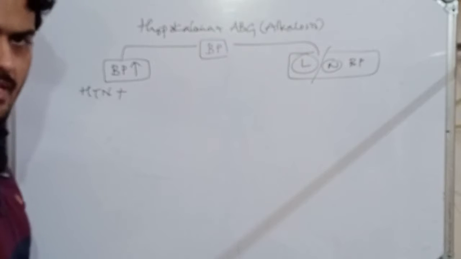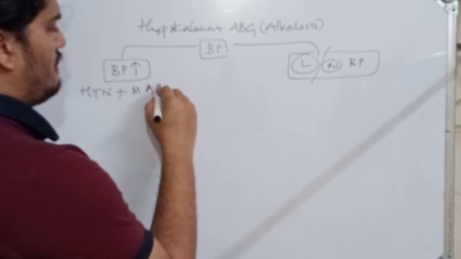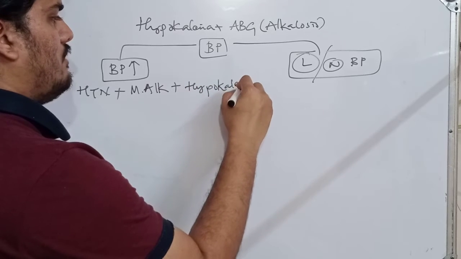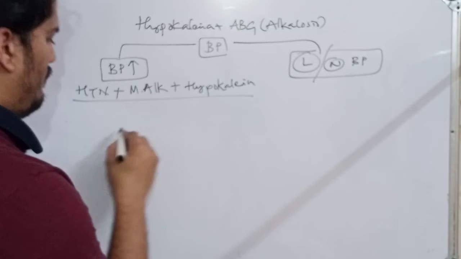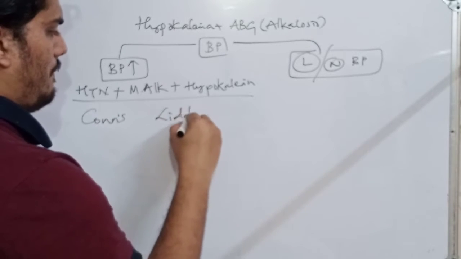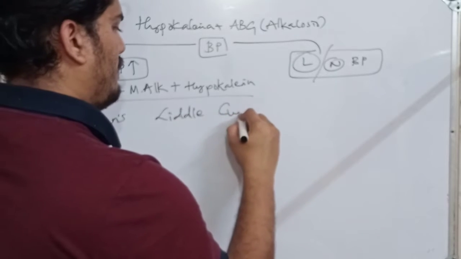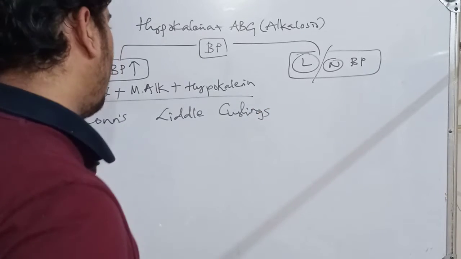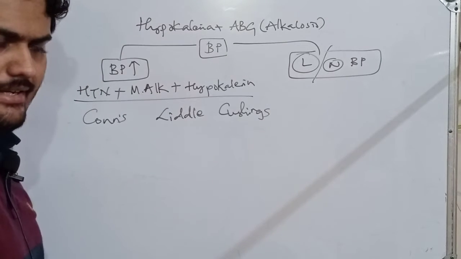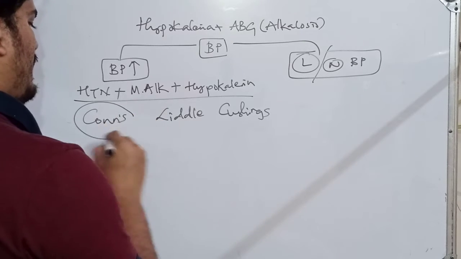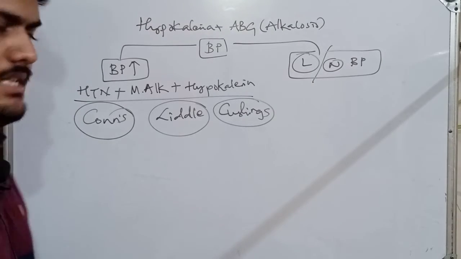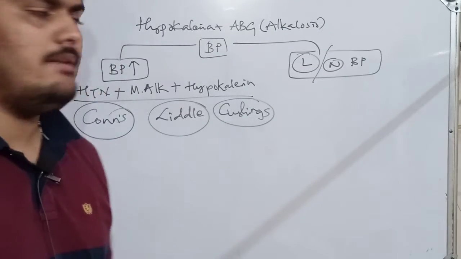So the patient is having hypertension, metabolic alkalosis and hypokalemia. In this situation we got three important differential diagnoses. One is Conn's syndrome, next one is Liddle syndrome, next one is Cushing's syndrome. All these three diseases have raised blood pressure along with metabolic alkalosis and hypokalemia. So how to differentiate each one of them with possible clues? Not exact conceptual understanding, with possible clues we can rule out many options here.